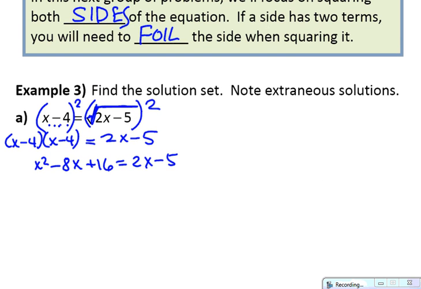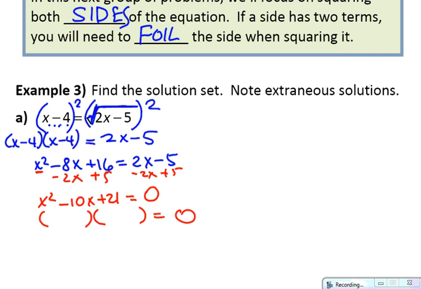Then to solve it, because we have this x squared term right there, that tells me I need to bring everything over to one side. So I'm going to subtract my 2x and my 5 and add my 5, plus 5. And that's going to give me x squared minus 10x plus 21 is equal to, what's it equal to? 0. 3 terms, I'm going to use the AC method.